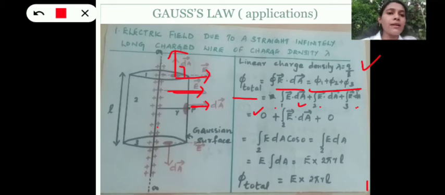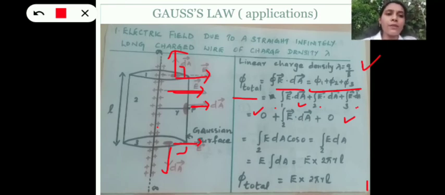Again, consider the third surface. In the third surface also, the angle between the electric field and the area element vector is 90 degrees. So here also the electric flux will be 0 because cos 90 is 0. So only the curved surface contributes to the total electric flux.